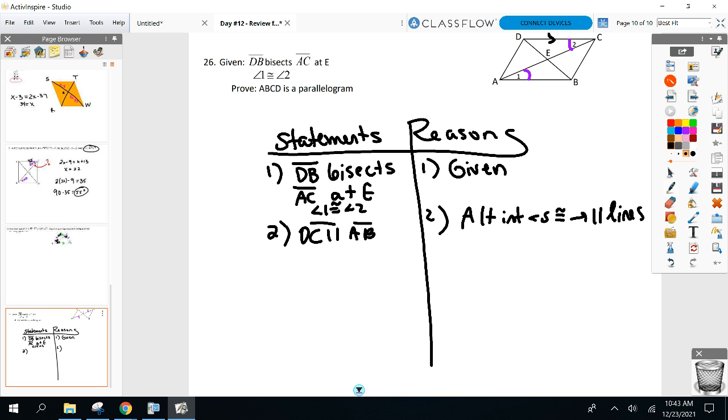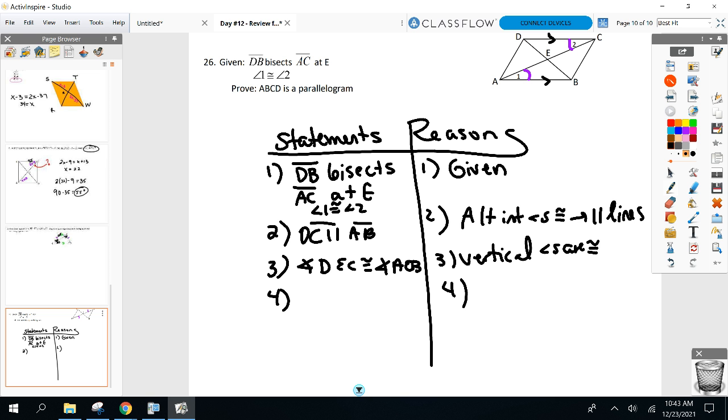How am I going to get this same pair to be congruent? I'm going to prove the triangles congruent, say CPCTC. How do I get the triangles congruent? Well, I already see vertical angles, DEC congruent to AEB. Vertical angles are congruent. Please stay with me. We still have plenty of time here. So I already have the two pairs of angles, and then also the other given, where AC is getting bisected. So AC is being cut into two congruent parts. So AE congruent to EC, definition of a bisector. And now you have enough to prove the triangles congruent by angle side angle.